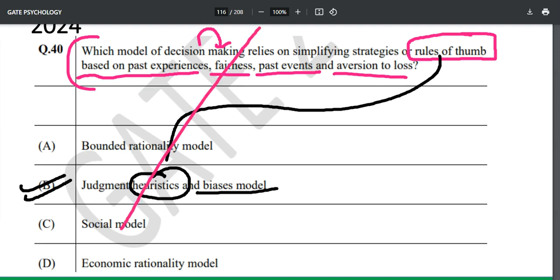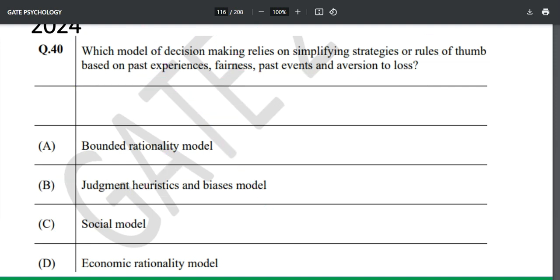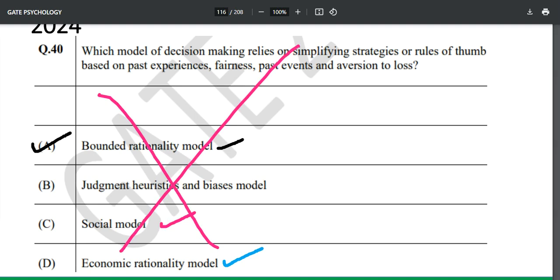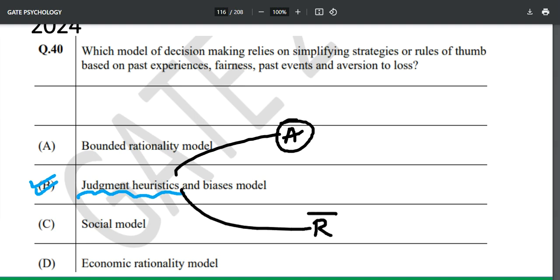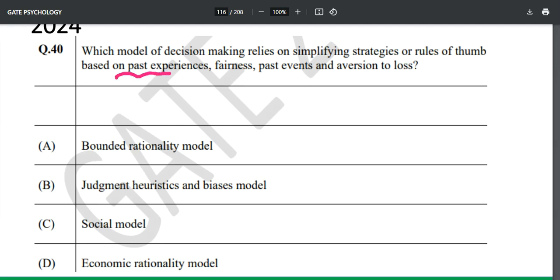This question is never going to repeat again, but be prepared about the bounded rationality model if you want, you can study the economic rationality model, you can study the social model, but this is never likely to repeat. It is not that type of question which is going to repeat. But the correct answer over here is judgment heuristics, under which come the availability one and the representativeness one. They are going to ask you this again. And the biases model, whatever biases you are having based on past experiences. So what is the correct answer over here? Option number B is the correct answer.